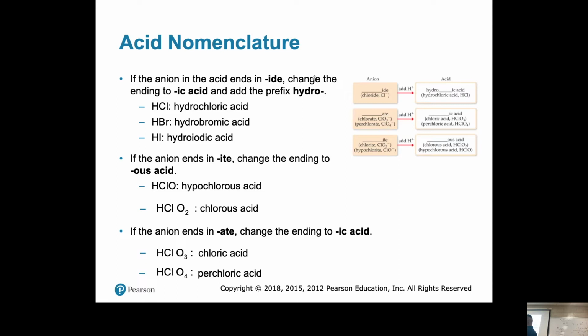We go down a step further, losing another oxygen. That's hypochlorous acid. If you go forward, and it ends in ate, then you change that to ic. So here's chloric acid, and here's perchloric acid. So the ite always gets changed to ous, and ates always get changed to ic.